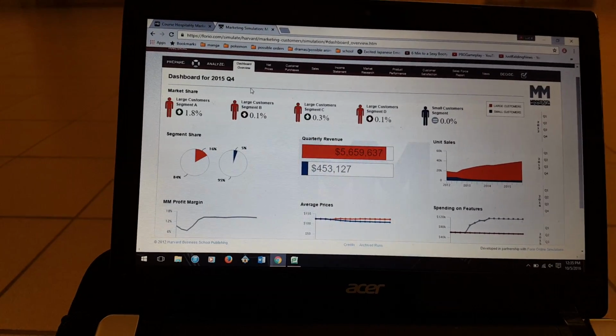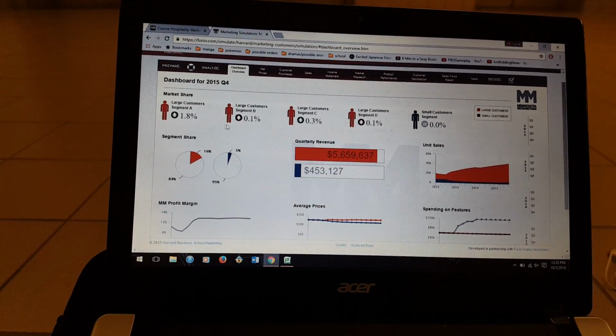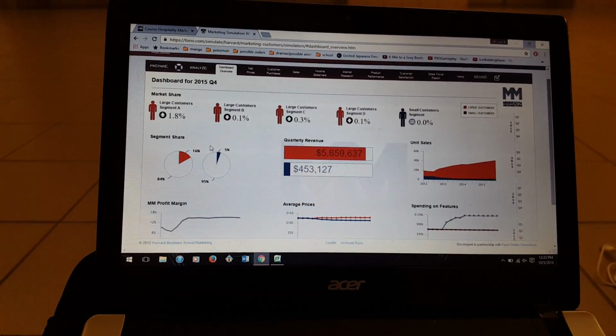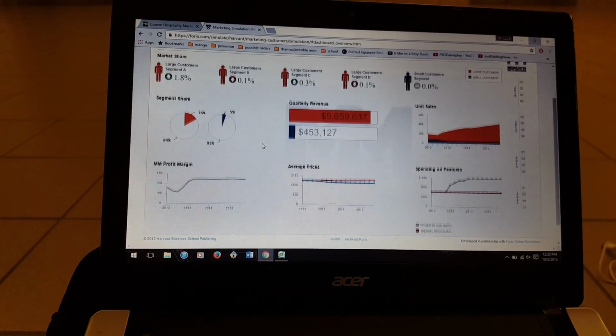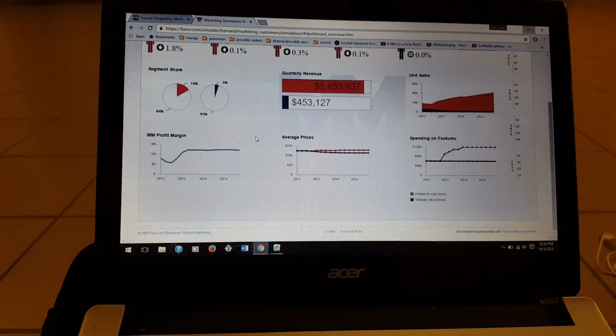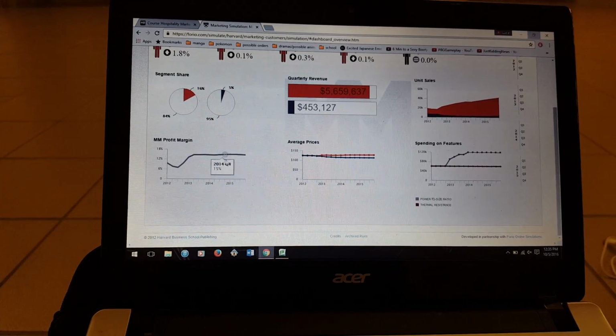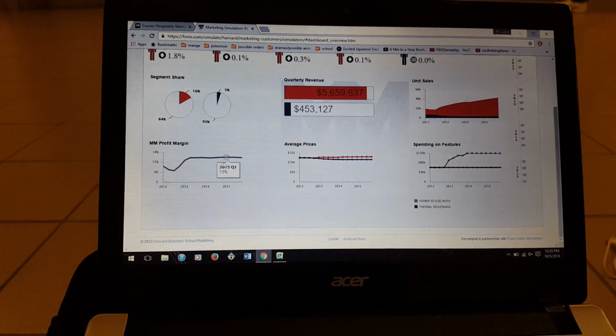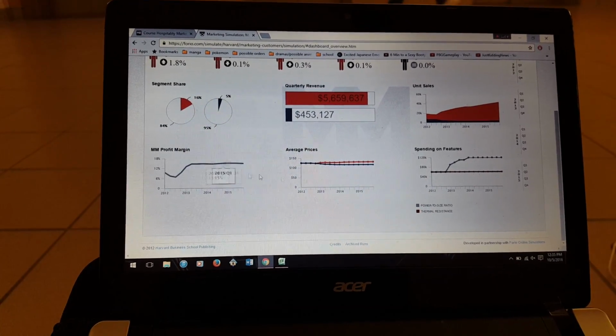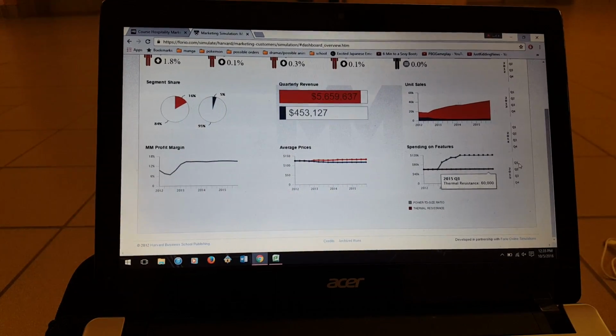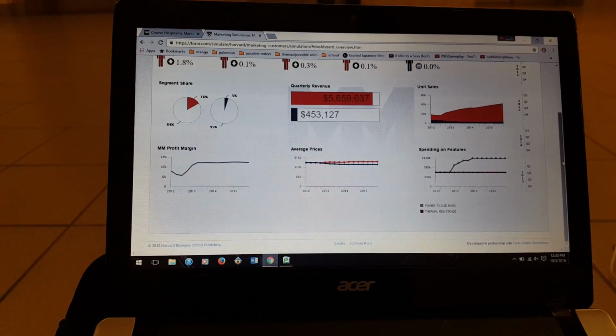You can always go back to the overview tab to see what has gone up, what has gone down, if the segment share is as high as you want it or quarterly revenue is as high as you want it. You can always check your profit margin, see if your graph has stabilized. If it hasn't, you can always change that. But you are given 4 years to do this, so there's always room for change.